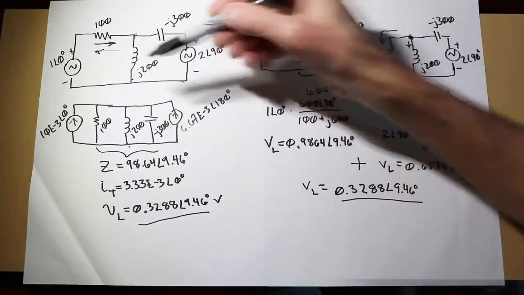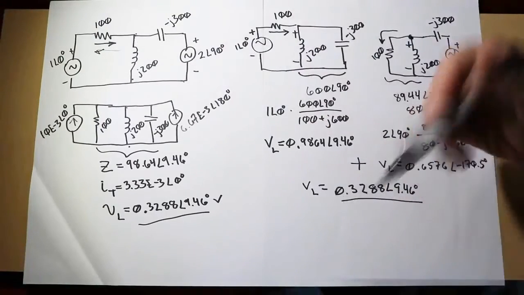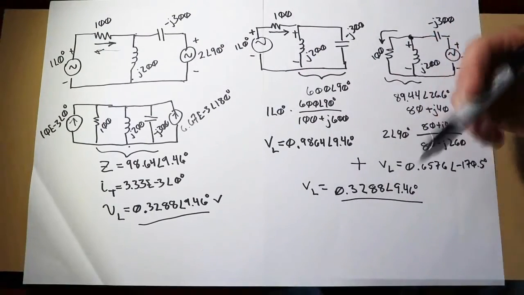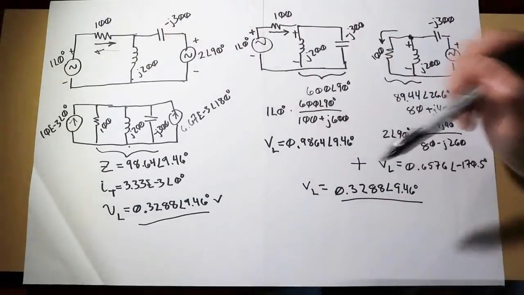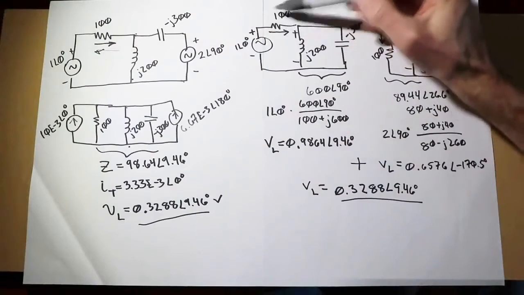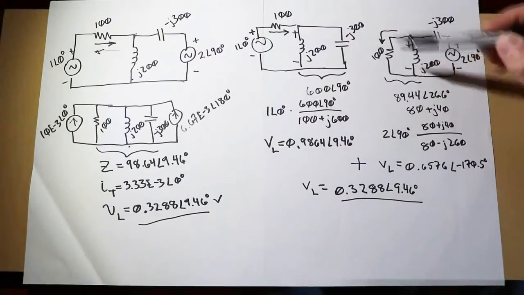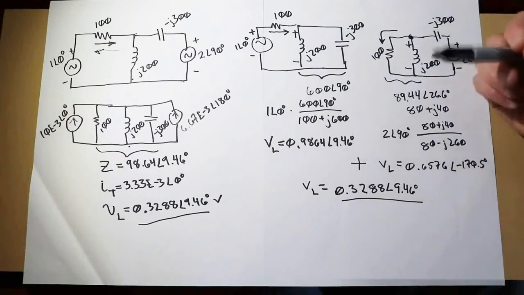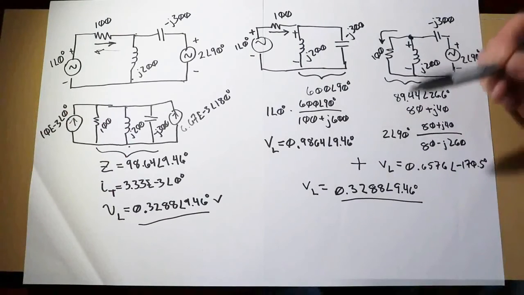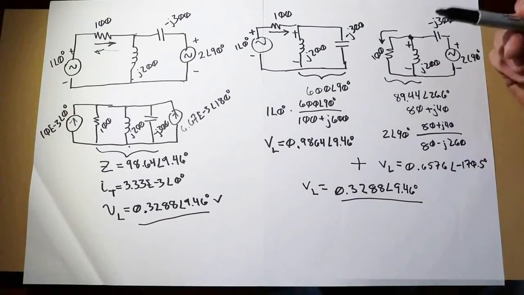In other words, we can use this for things like currents and voltages, but you can't use it for power, at least not directly. In other words, I couldn't say, hey, I want to find the power in this 100 ohm resistor. Let me find it in this circuit, and then I'll find it in this circuit, and I'll add the two together. That will not work. Power is a square law function, right? Power is proportional to the square of voltage or the square of current. So that's not going to work.